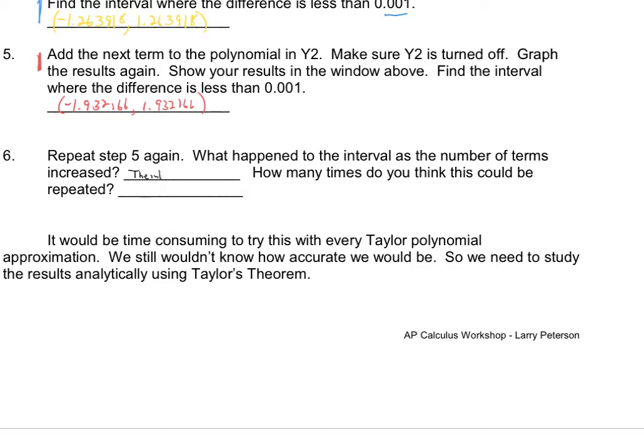So the interval of convergence increases. And how many times could we do this? We can do it forever. Oh, and I do have that. It's actually going to be -2.630384 to a positive 2.630384. That is how we extend the interval from what it was after our next term was added.